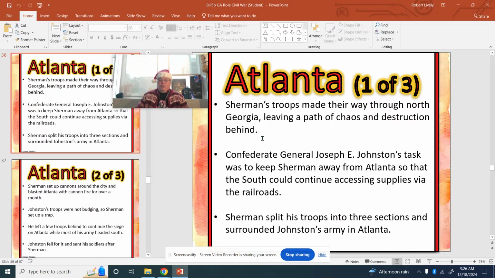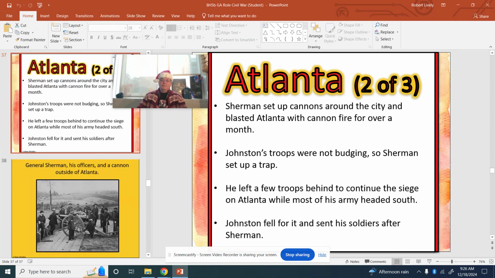Sherman's troops made their way through North Georgia, leaving a path of chaos and destruction. Confederate General Joseph E. Johnston, who had his headquarters here in Dalton, Georgia, was to keep Sherman away from Atlanta so that the South could continue accessing supplies via the railroads. Sherman did something that you weren't supposed to do. He split his troops into 3 sections and surrounded Johnston's army in Atlanta. Sherman set up cannons around the city and blasted Atlanta with cannon fire for over a month. Johnston's troops were not budging, so Sherman set up a trap.